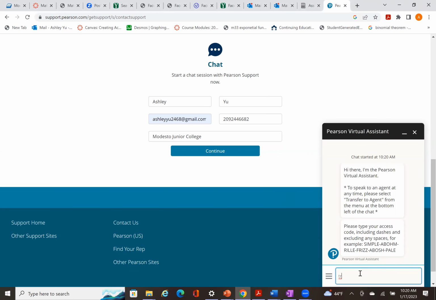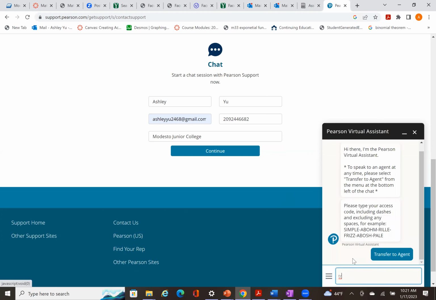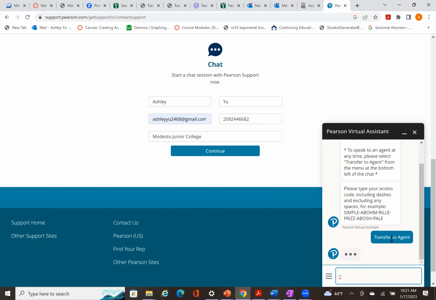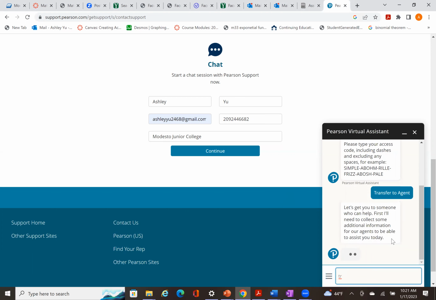I see now that I'm trying to chat with someone and it says, "Hi, I'm the Pearson virtual assistant." I don't know if you can see it on my screen. I can see it. But it says here, to speak to an agent at any time, please select transfer agent from the menu at the bottom. So I'm going to do that. Let's see how it works. If it works, then maybe you could try it, but if it doesn't work, then we'll think of something else. Let's get you to someone who can help.